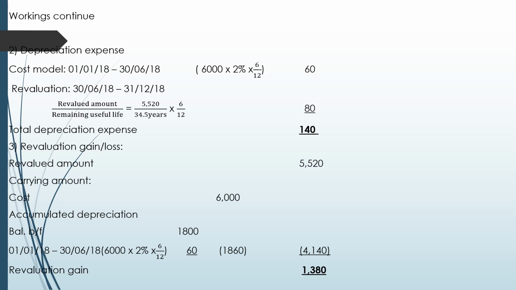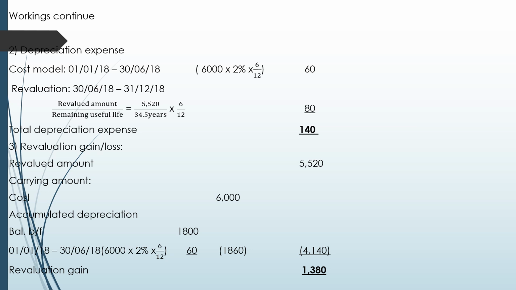So the total depreciation expense for the period is 140 when you add the two. So we are done. The moment revaluation has been mentioned in the question, you should have this at the back of your mind that then there's a gain or a loss on revaluation. So let me go on and calculate for what that gain or the loss is.